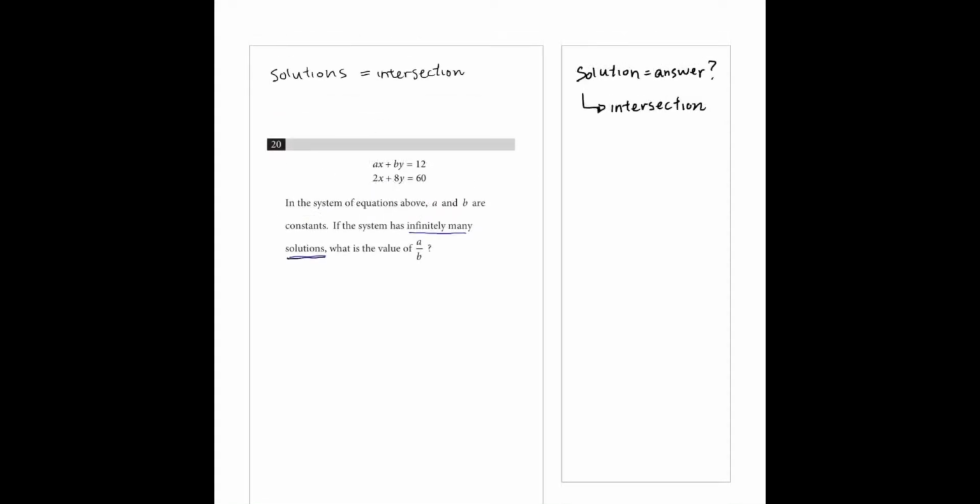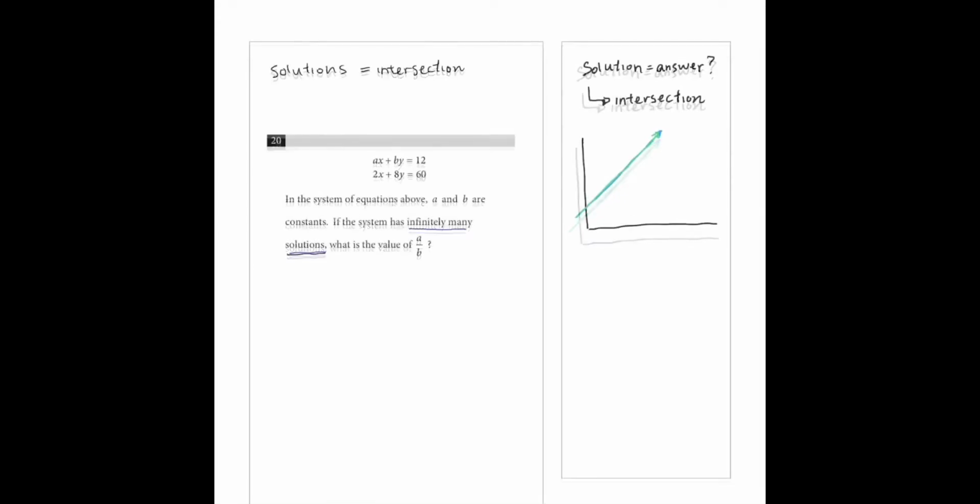So knowing that solutions now mean intersections, what does it mean to have an infinite number of solutions? Well, we can conclude that probably means the two lines on the graph cross each other or intersect an infinite number of times. And the only way this is possible is if they are on top of each other. So here, the blue line and the green line represent an infinite number of solutions because they're constantly intersecting one another. Now let's go back to the problem.